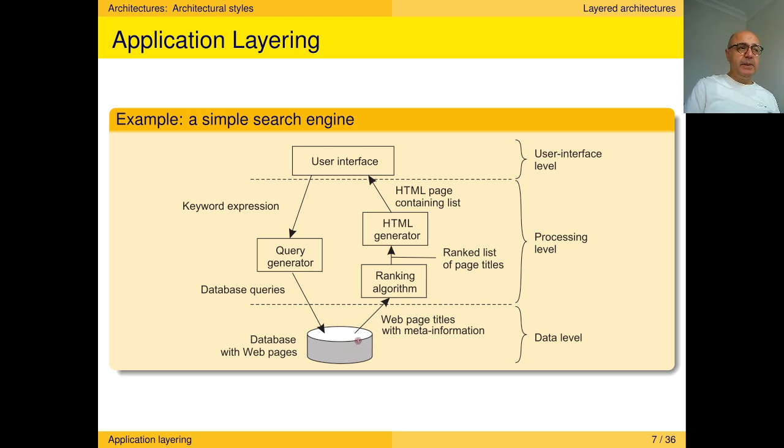Anyways, after this, the database system will prepare a list of links to different web pages, which is actually the result, with some meta information, and that will be given to the processing level, where the ranking algorithm now takes that list of links and sorts them according to importance or other criteria. Finally, this list will be converted to an HTML page, and that will be served to the user. So this is the concept of splitting the overall task into three different levels.